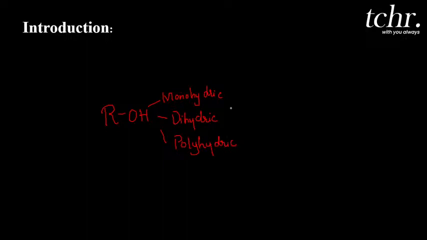So what do you mean by the terms monohydric, dihydric, and polyhydric alcohol? Mono means single. That means if a compound contains only one alcohol functional group, we call it monohydric alcohol. You are familiar with this: CH3OH, methanol, yes. What is C2H5OH? Yeah, it is ethanol. So students, here what you observe is each alkyl group contains a single OH functional group. So we classify it as monohydric alcohols.